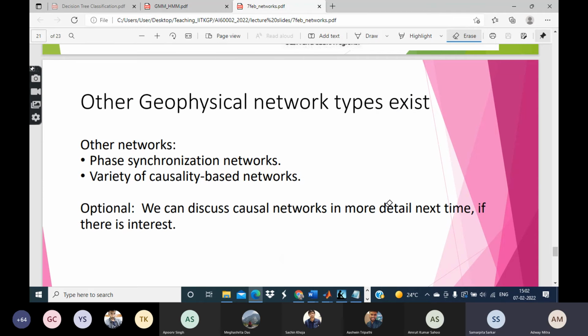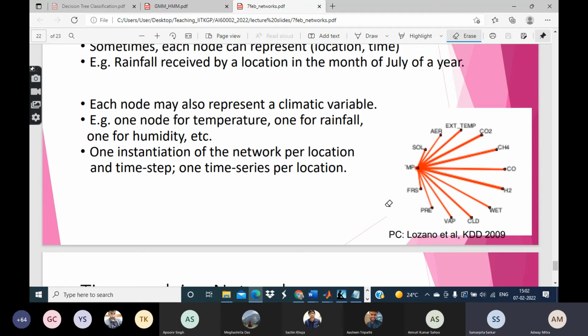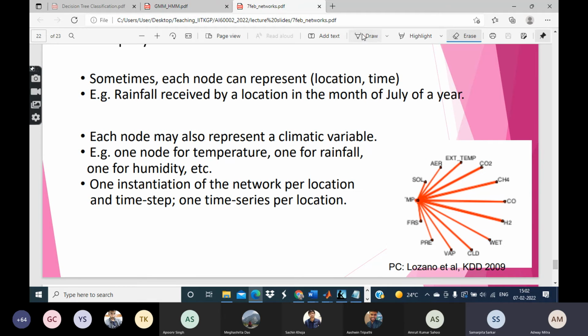Okay, now other kinds of geophysical networks may also exist. I have mentioned that the different nodes usually represent a variable at a particular location, but that need not be the case. Here each node represents one particular geophysical variable. For example, this is the extreme temperature, this is the concentration of carbon dioxide, this is the concentration of methane, carbon monoxide, hydrogen, and so on. What they are trying to do is understand whether one of these influences another or not. Two of these variables are considered to be connected by an edge if they influence each other.